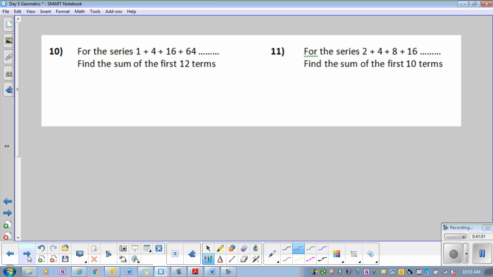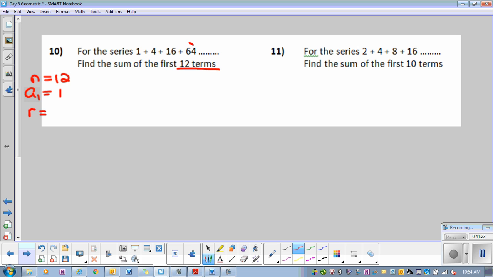Alright, so then let's look at number 10. For this series, find the sum of the first 12 terms. So guys, n equals 12. What is a sub 1? What's the first number in that series? 1. 1. And what is r?